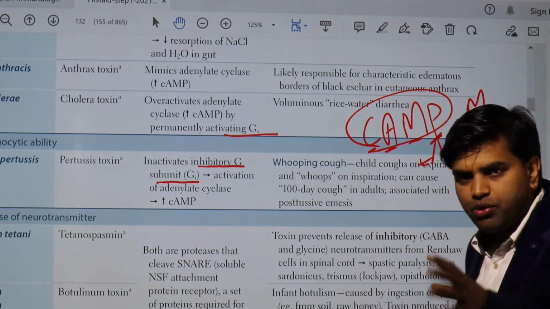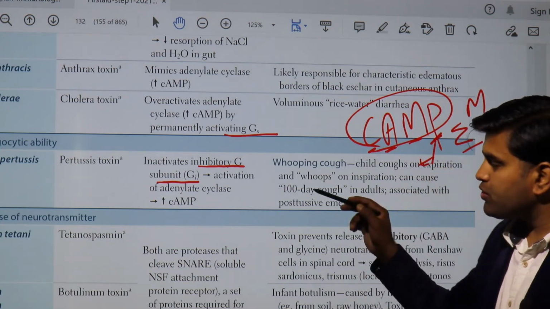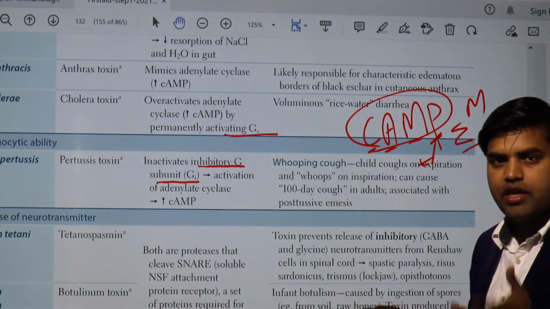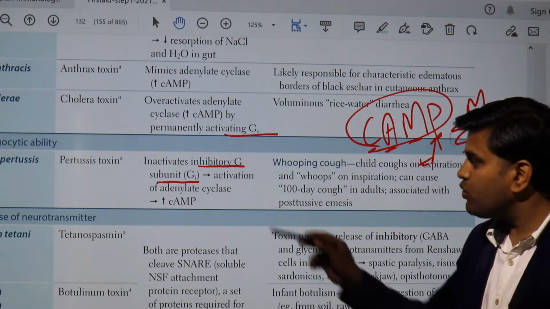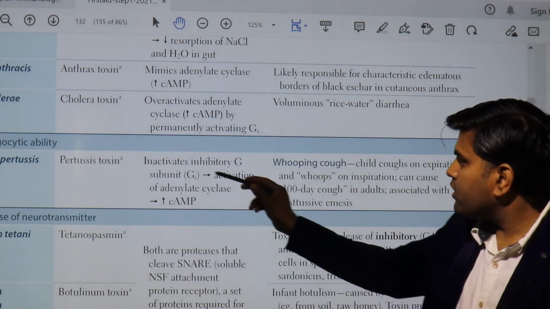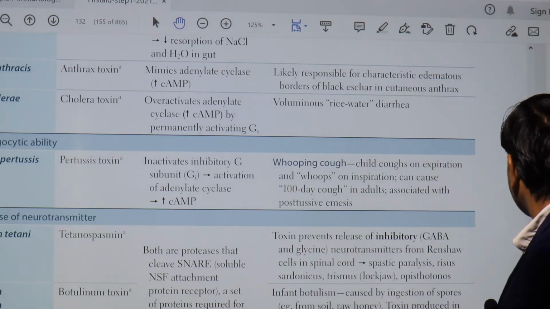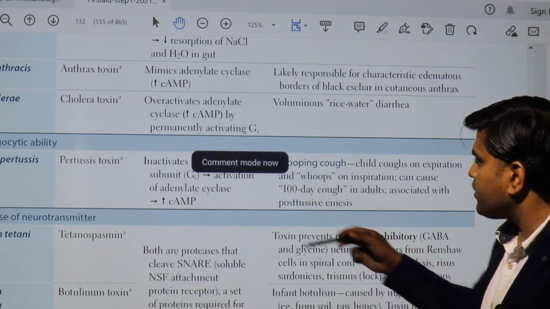So they bind to the GS protein, activate it, and increase the cyclic AMP. But Bordetella pertussis doesn't activate the GS protein. They actually inhibit the inhibitory protein. So they inactivate inhibitory GI, the inhibitory component. That is very important to understand.